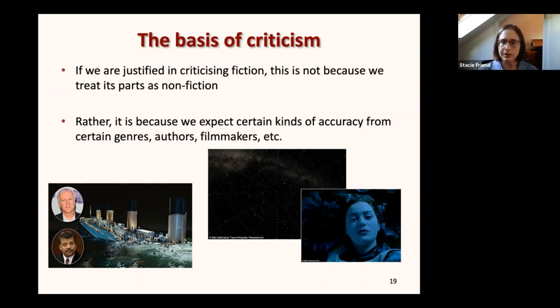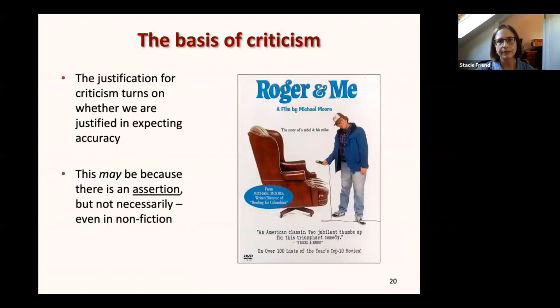And what did James Cameron do as a result of this criticism? He didn't just shrug his shoulders and say, who cares, as many people might have done. Rather, he changed it and made sure it was accurate when the movie was re-released. And so you can't get the inaccurate version anymore. Now, Neil deGrasse Tyson's criticism was appropriate because James Cameron is notorious for his attention to this kind of detail. And that's a very specific fact about Cameron that has nothing to do with whether he's making fiction or nonfiction. Now, the justification for criticism here, therefore, is going to turn on whether we're justified in expecting accuracy.